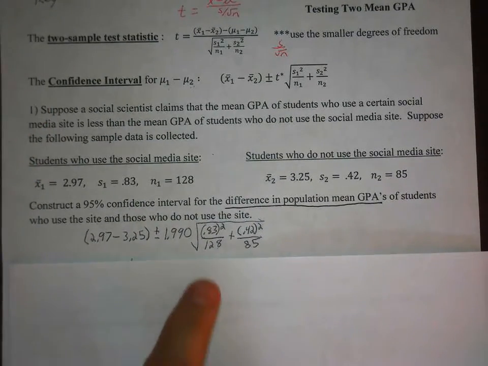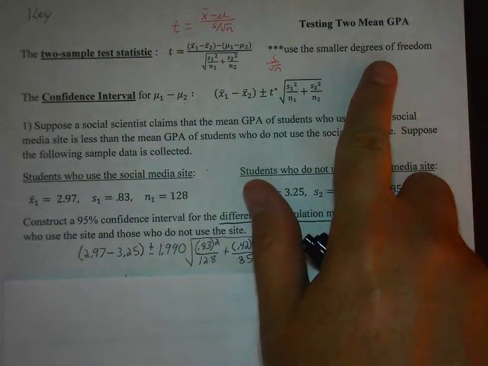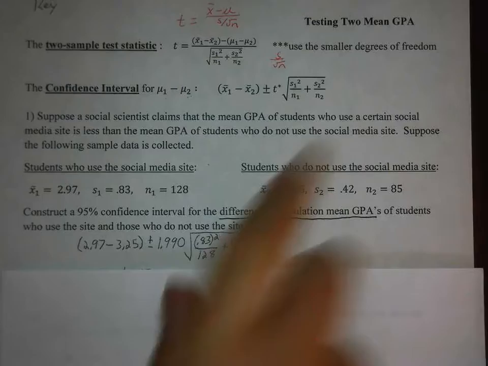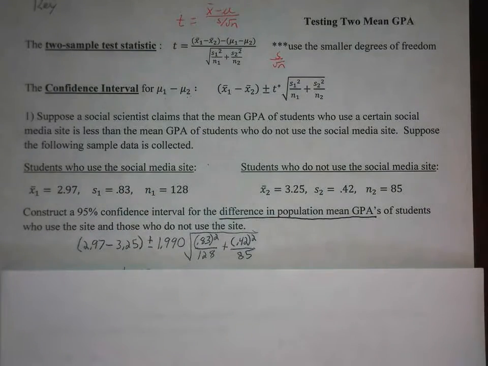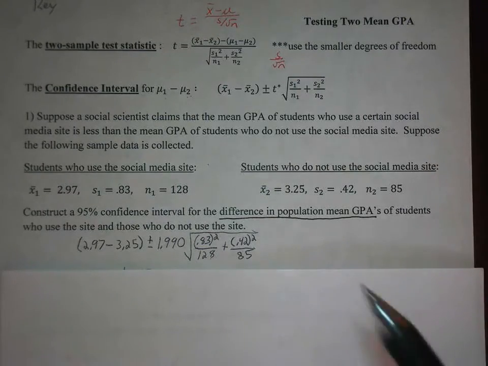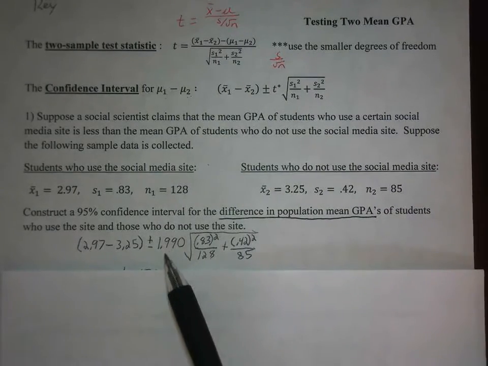And then the t star value, we use the smallest degree of freedom. Up in the directives here, our sample sizes were 128 and 85, so the smaller degrees of freedom will be 84. That's n minus 1, which is 84. That's where the 1.99 comes from.